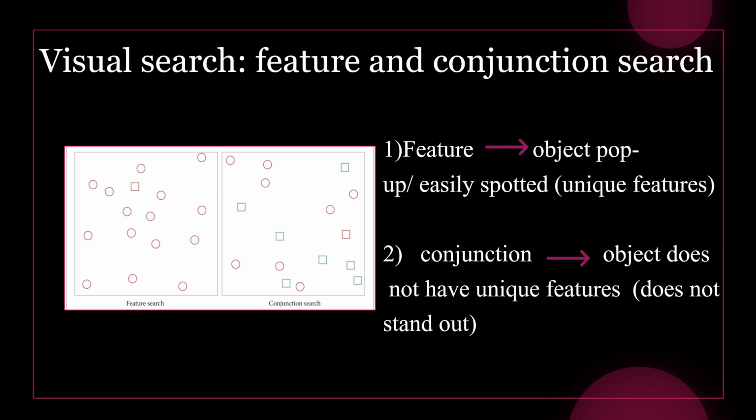Visual search. There are two types of search: feature search and conjunction search. Feature search is when the object pops out and is easily spotted without much effort because of its unique feature compared to the other objects. For example, if you are searching for a blue hat in a bunch of multicolor hats, it would be easy for us to spot the blue hat because it would be the only blue hat among all the other hats.